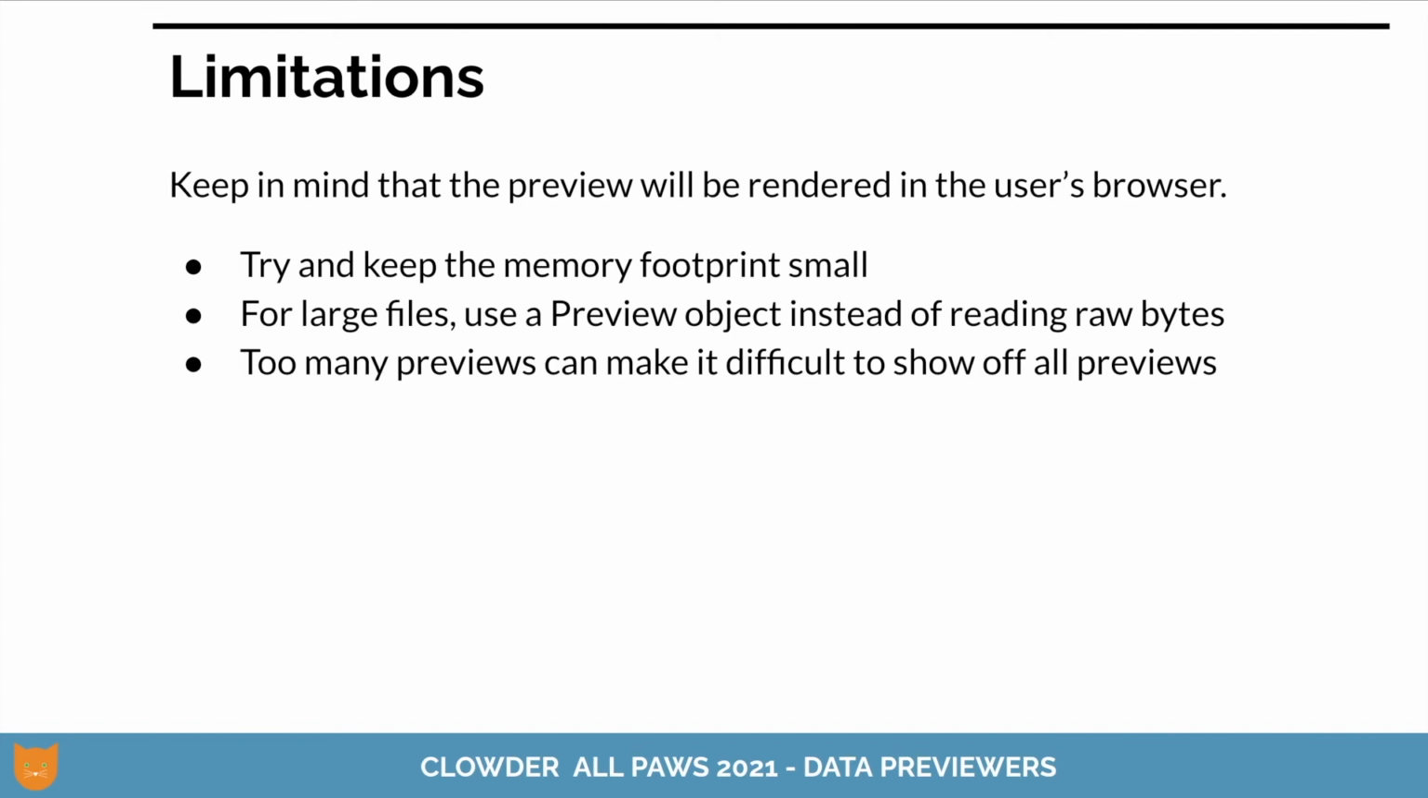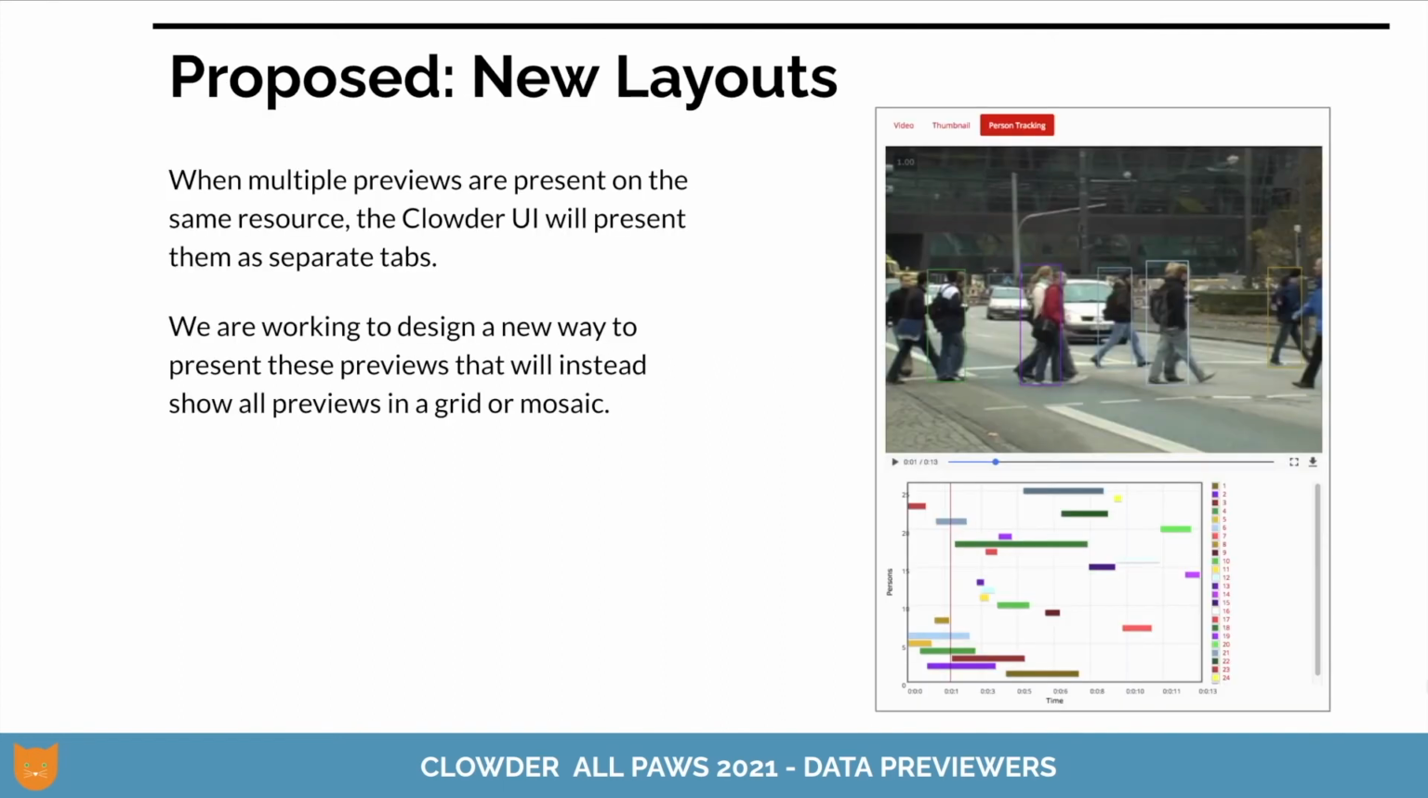Similarly, showing too many previews on an individual file or dataset can make it really difficult to see all of the previews. This is because when multiple previews are present on an object, we show an individual tab for each preview. To address the last point, we are trying to think of new ways to present previews when there are multiple or many present. Our current UI, as mentioned, simply displays a tab for each preview, but it would be nice to offer a view that shows all of the previews at the same time.